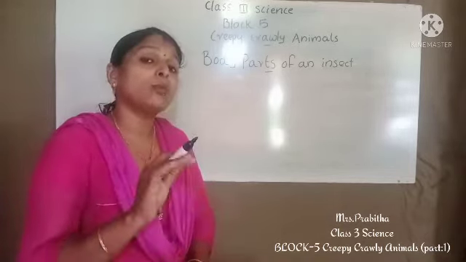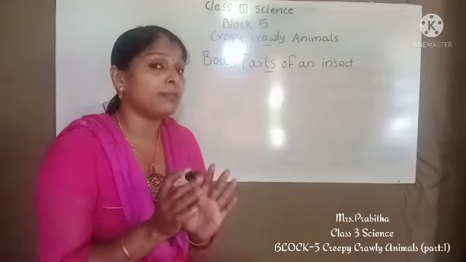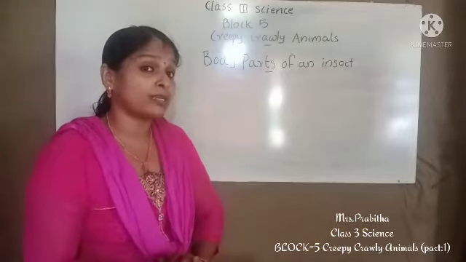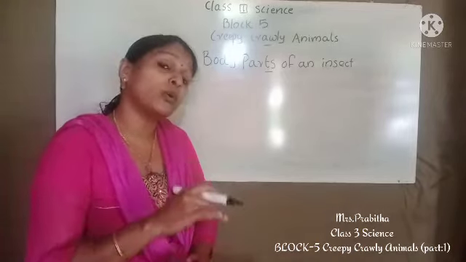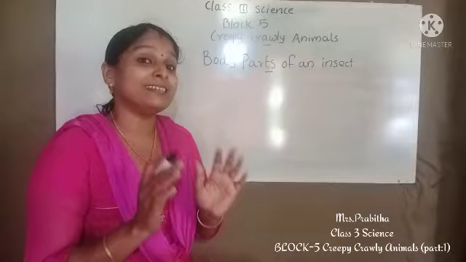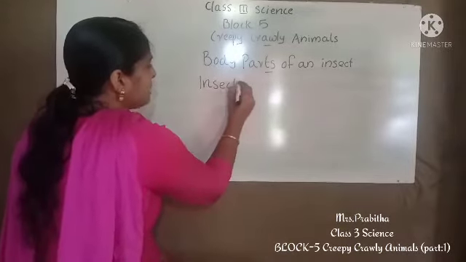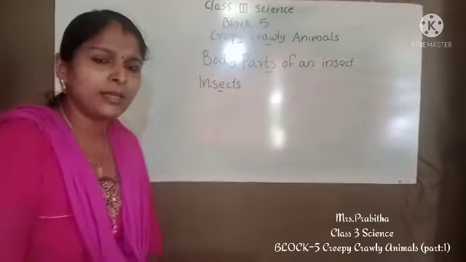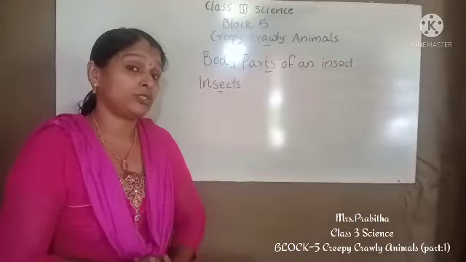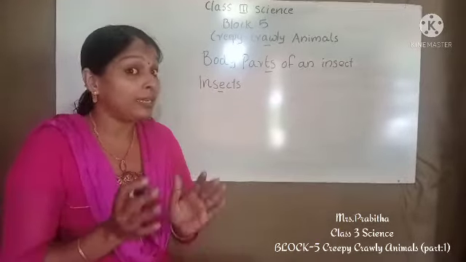So in this block, we have to study about the animals that have 4 or more legs and move slowly. Can you guess which animals are those? Yes, it is insects. We are going to learn about insects. Can you say some examples of insects, children? Yes, cockroach, honeybee, ant, butterfly, dragonfly, mosquitoes are some examples of insects, isn't it?